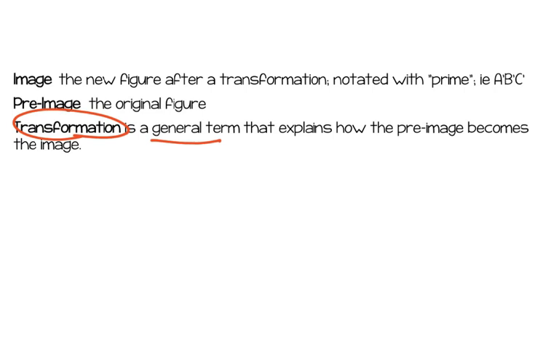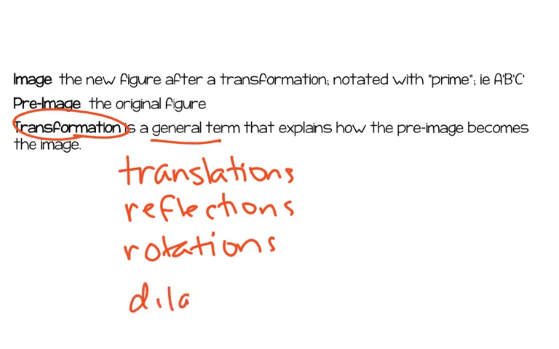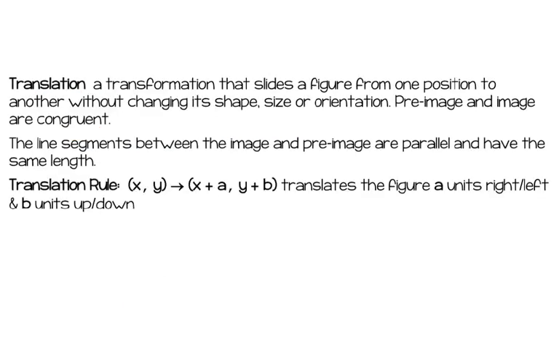And so there's different types of transformations that we're going to study. So we're going to talk about translations, and then we're going to talk about reflections, and then there's rotations. Now previously, last year you talked about dilations. We're not going to do those this year, but we will see them again in secondary 2 math. So these are the 3 that we're going to talk about this year. Okay, so a translation is what we're going to talk about today.